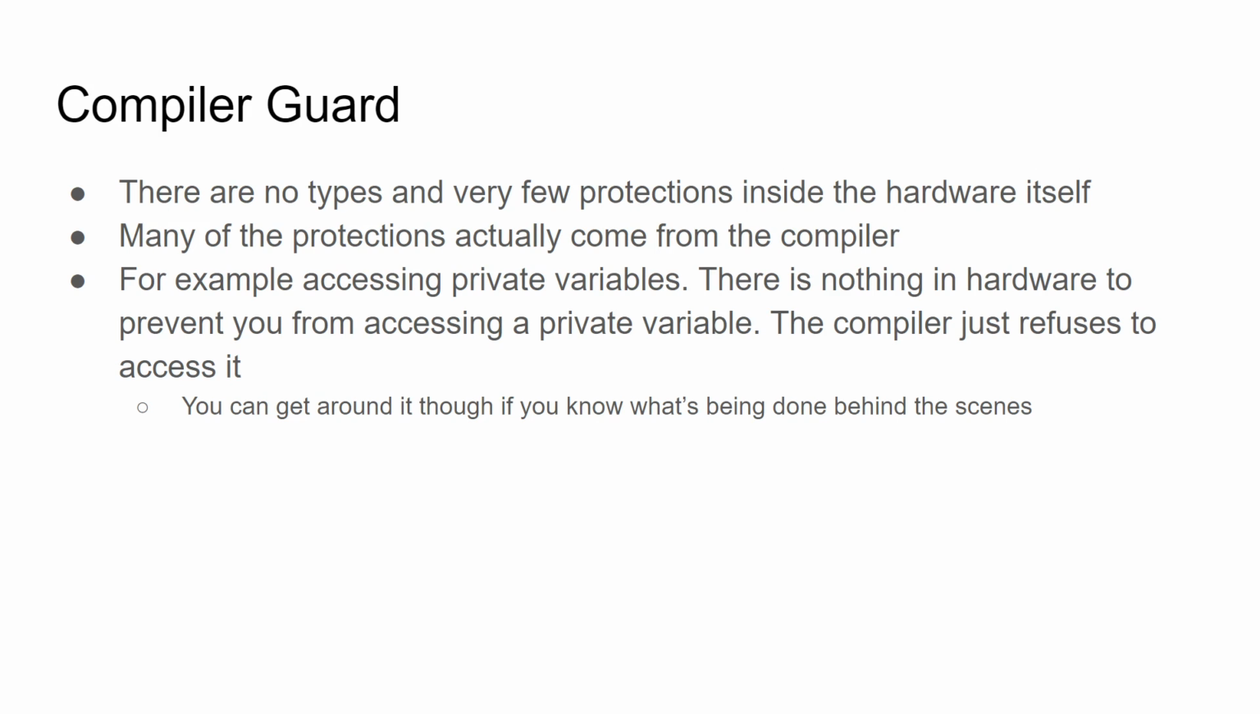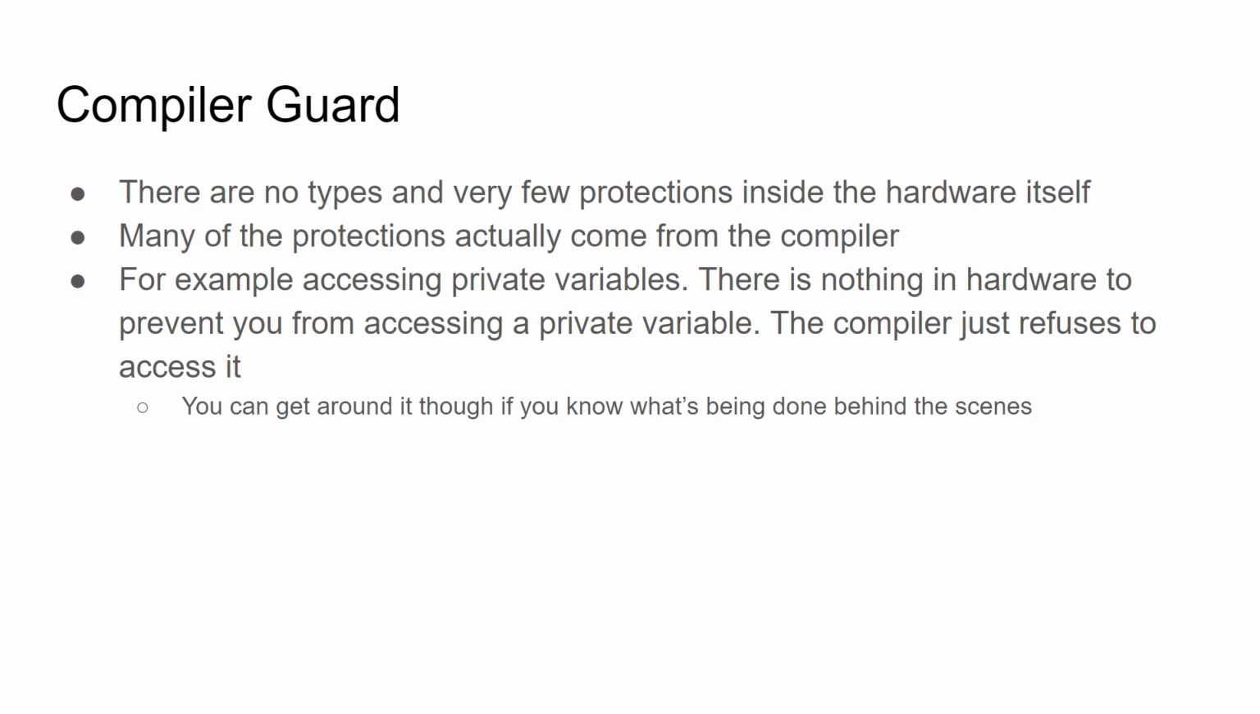So let's talk about the compiler guarding you, like protection levels, public and private. There are actually no types, and very few protections inside the hardware itself. Most of the protections you get, like why the compiler won't let you do this, it won't compile it, come just from the compiler. The compiler could write that code for you, but it refuses to. Just like if you ask your mom for a cookie before dinner, could she give you the cookie? Yes, but she refuses to do so.